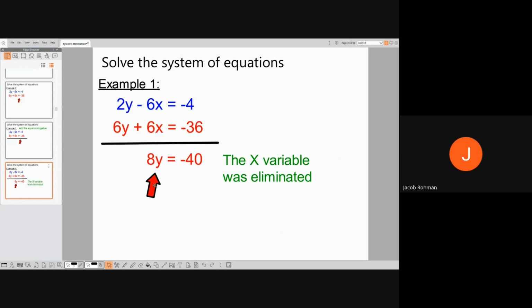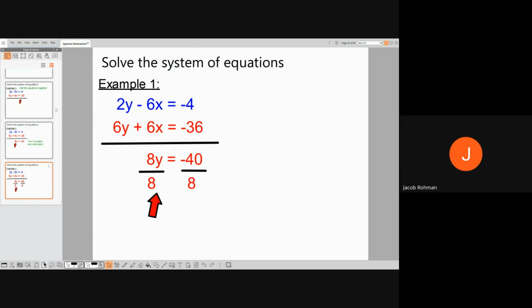So check this out. That x variable was eliminated, and we're left with the statement 8y equals -40. Then to solve for y, we simply divide by 8 on both sides, and that tells us y is equal to -5. So we've got half a solution here just with what we've done thus far. Now we can take that y equals -5 and substitute it into the original equation, either the top or the bottom. In this case, we're just going to use the top one, 2y minus 6x equals -4.